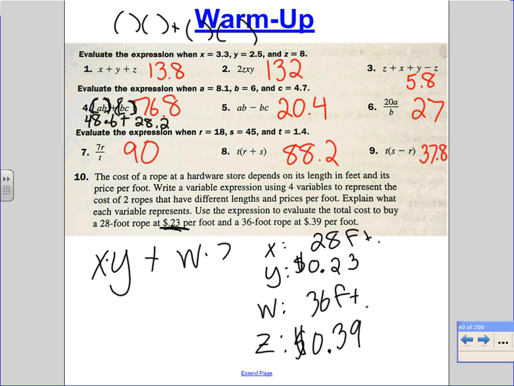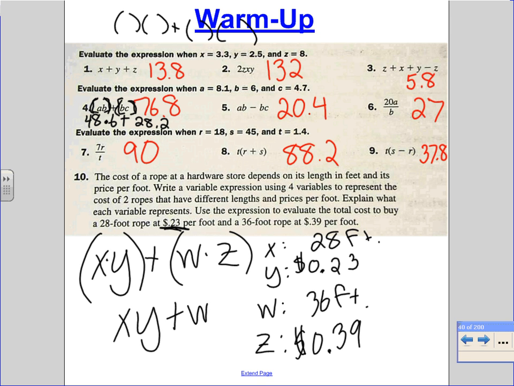Good job. So you left yours like this. Okay, that's fine. So you should all have something like that for your expression. You're multiplying two variables, and then you're adding it to the product of another two variables. You do not have to have the parentheses, but you may. So you could also have xy plus wz. Okay? Any questions on that? Charles?